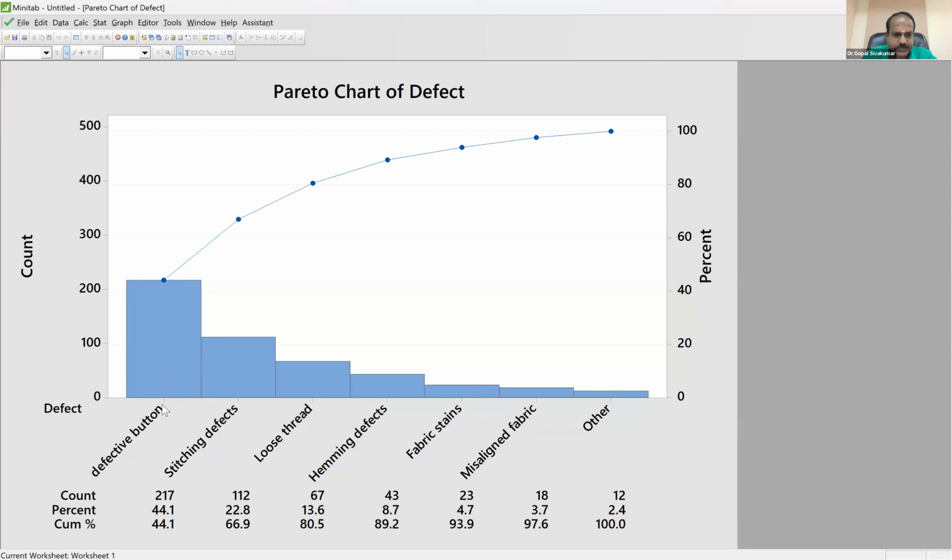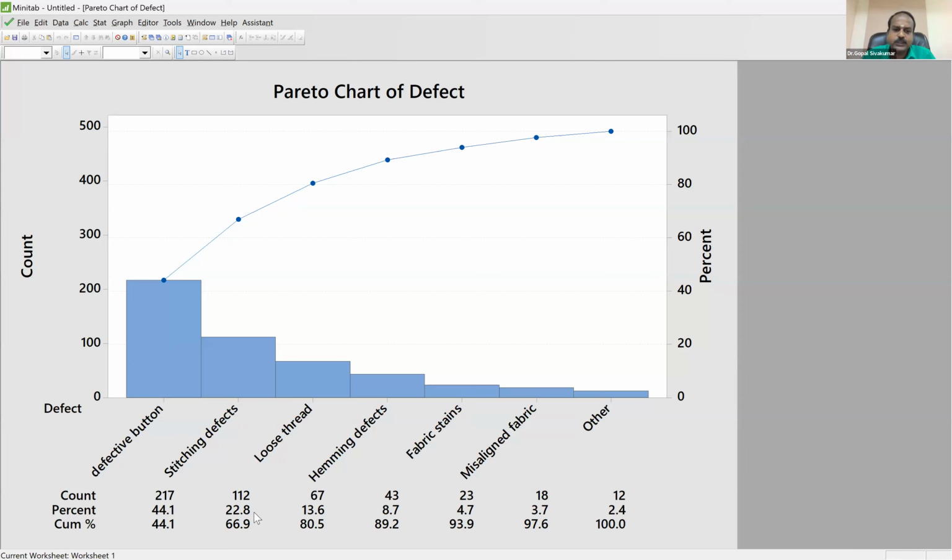Now, the second type of defect is stitching defect. What is the percentage contribution for the stitching defect? Second one is 22.8 alone. 1 and 2 together is 66.9. When I say 66.9, it is the cumulative percentage. When I say 22.8, it is the percentage contribution.